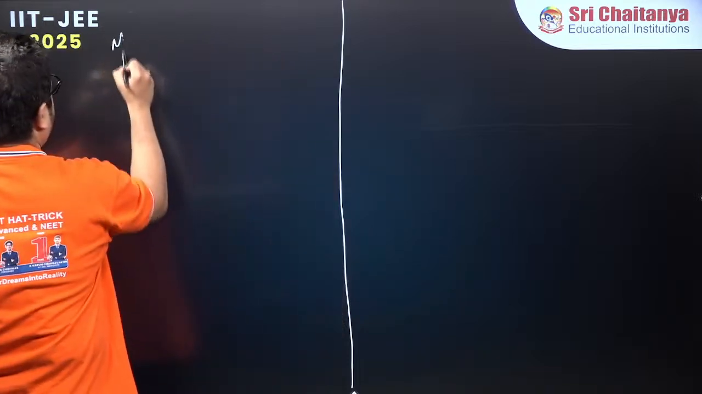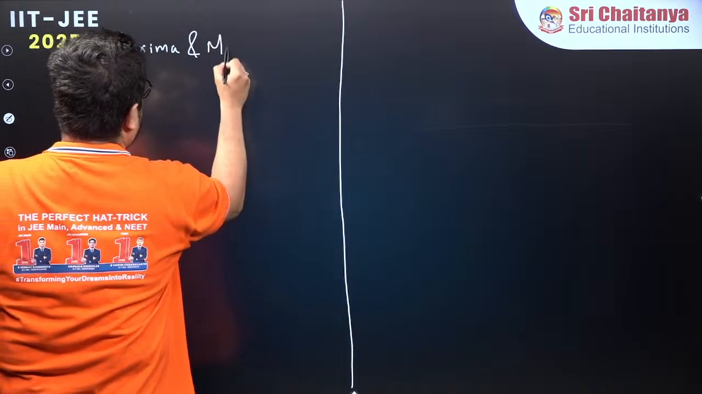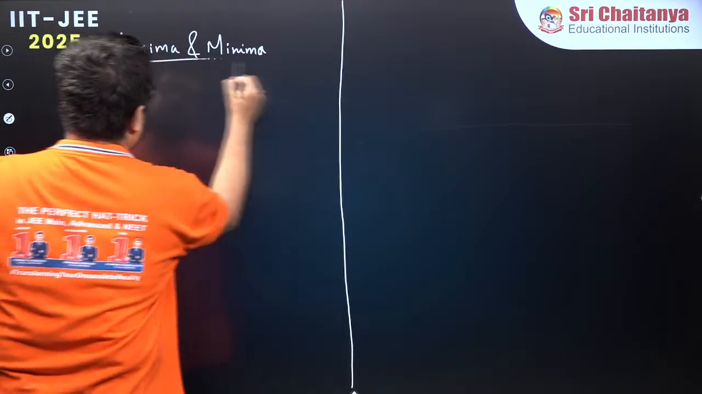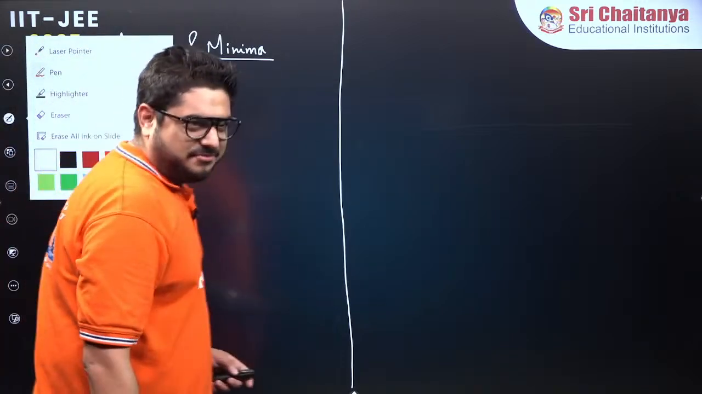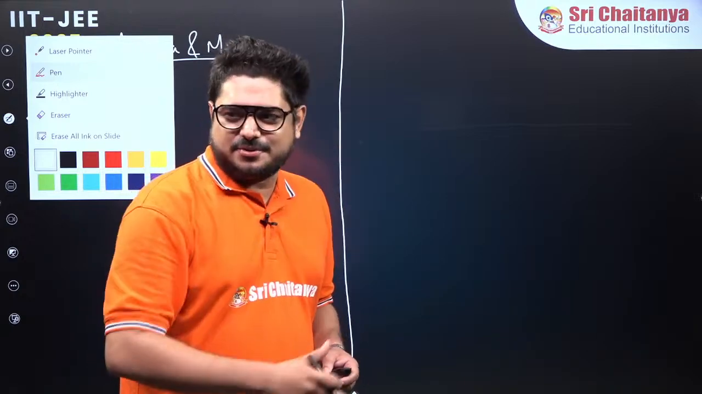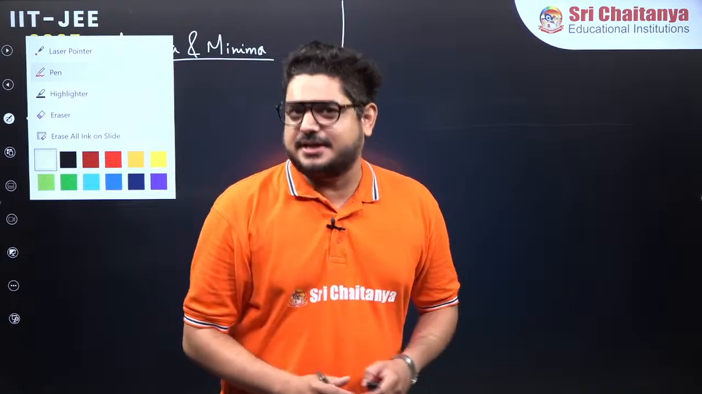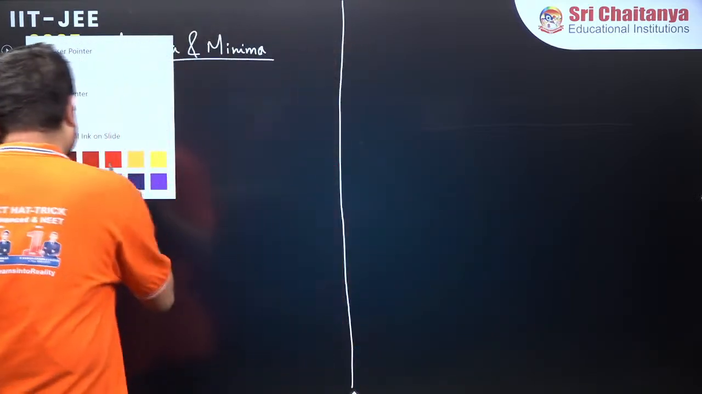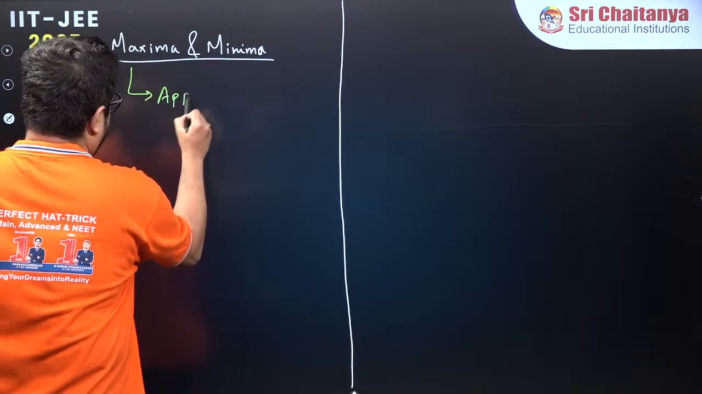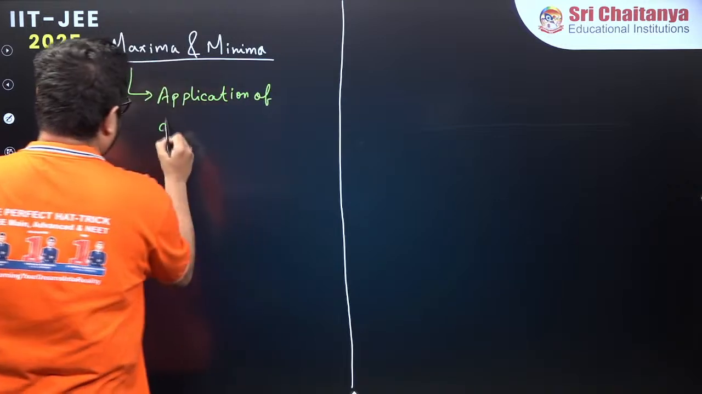That's maxima and minima. So what is maxima and minima? From the term itself, everyone is able to find out. Maxima means maximum value and minima means minimum value. So let's try to know the graphical representation of it. So I would like to mention that it's nothing but application of differentiation.